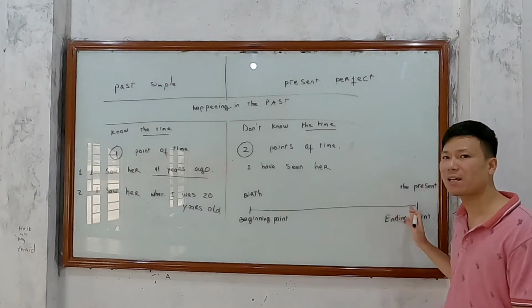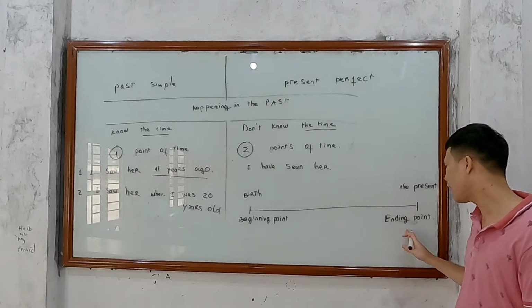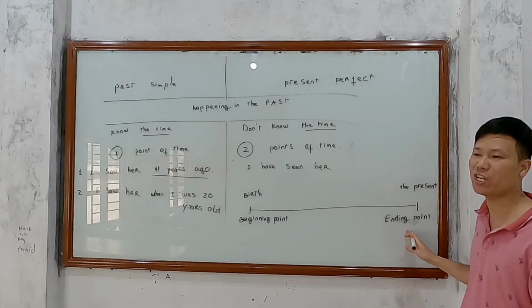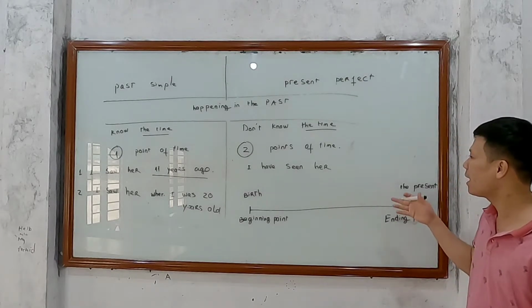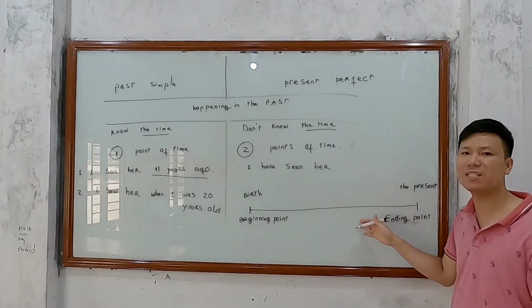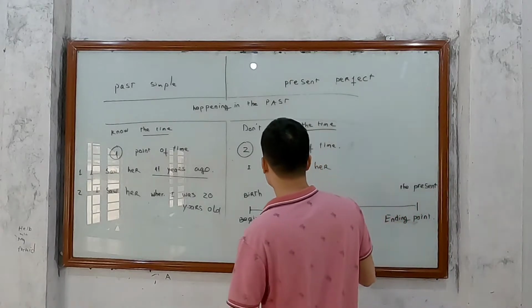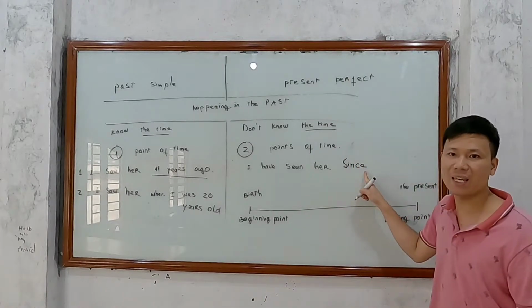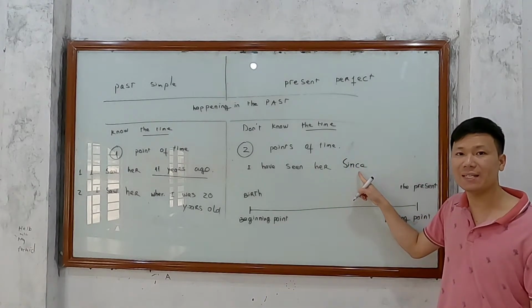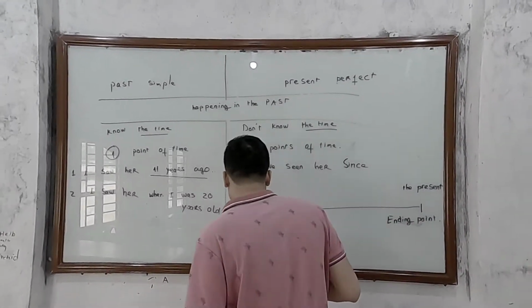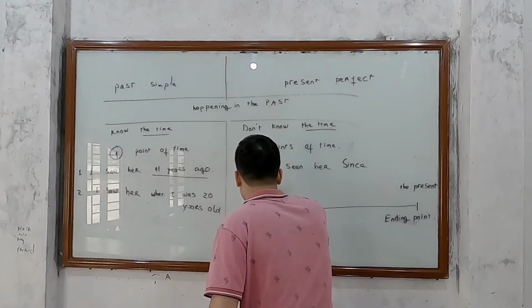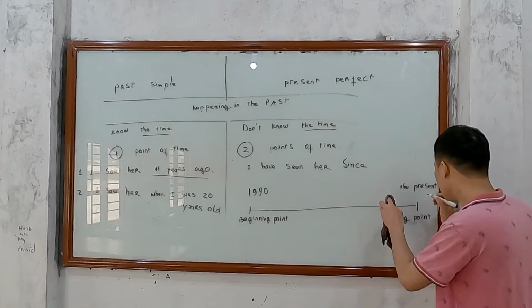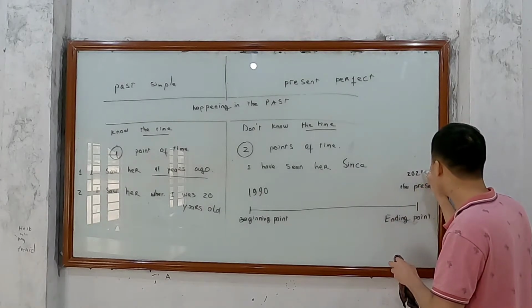And as I said, the present, the ending point, is fixed. You couldn't change it. And how could we reduce this period of time? In English, we have a word: since. Since means begin. For example, I was born in 1990, and the present is 2021.